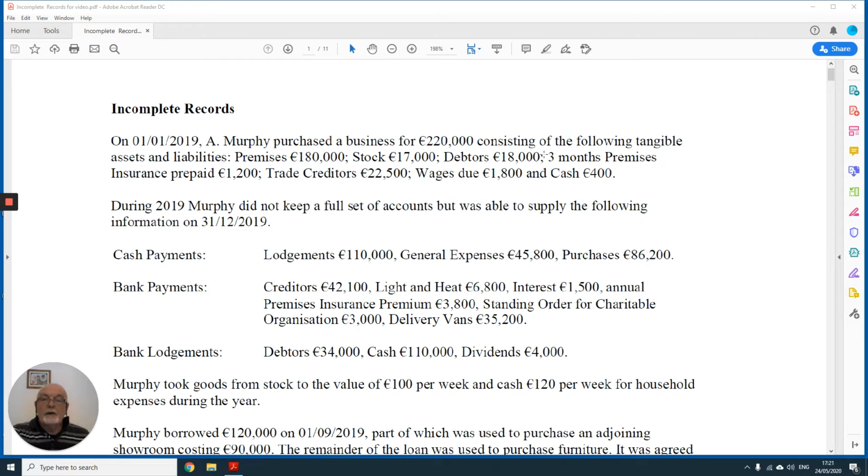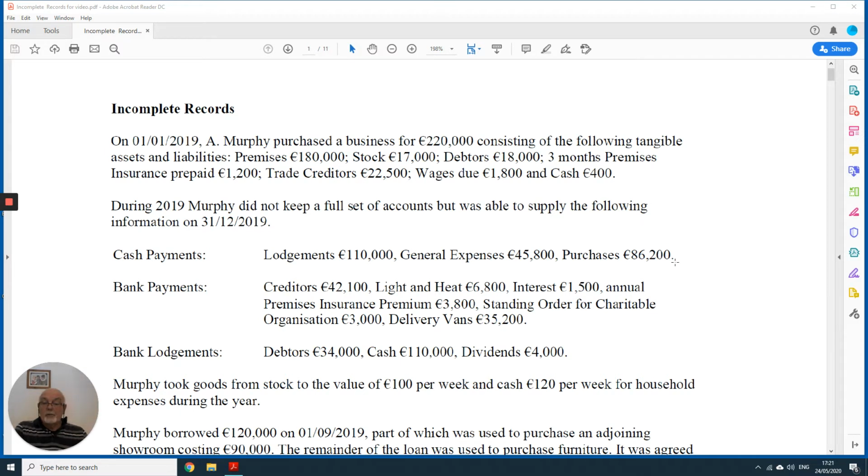Hello again. We're going on now to have a look at step 3 in our control account method of incomplete records, and that's the calculation of our purchases, both cash and credit. And we can see in this question here that in our cash payments there's a reference to purchases 86,200, and in most of these exam questions that in fact is the sum total of your cash purchases.